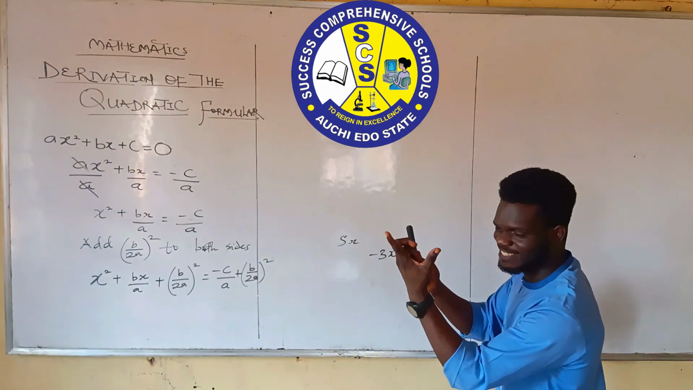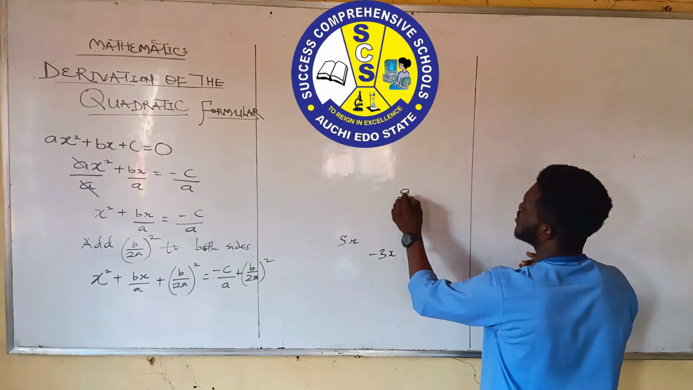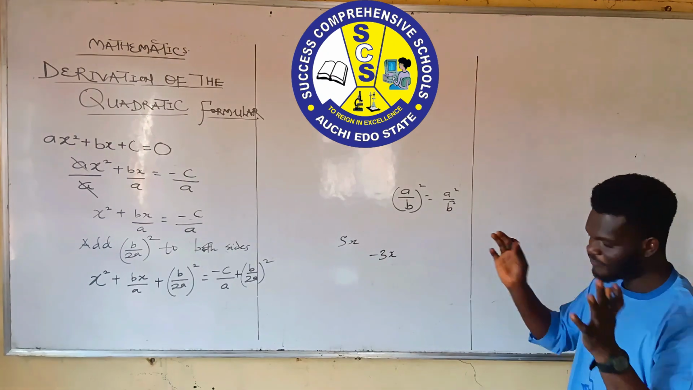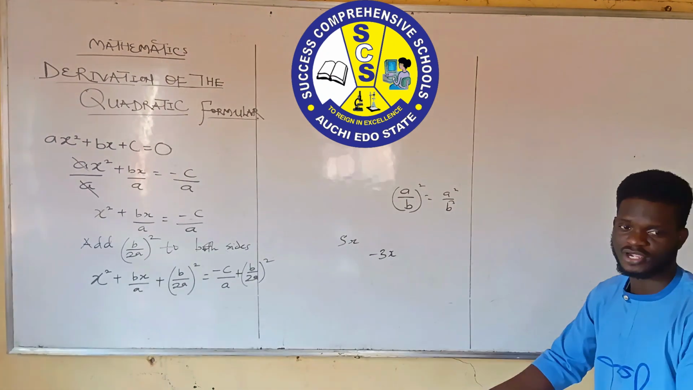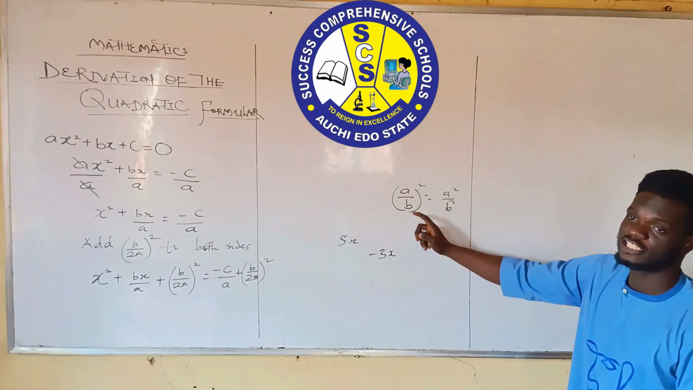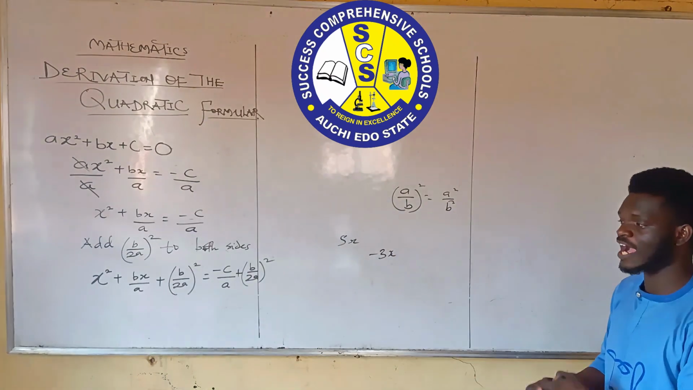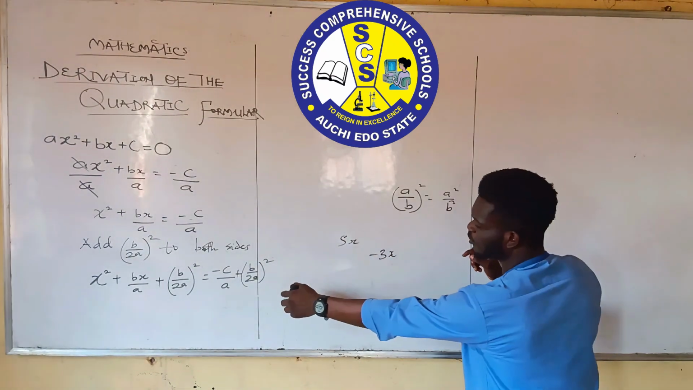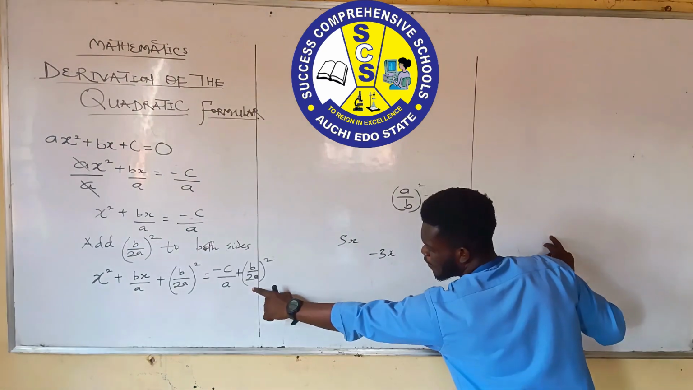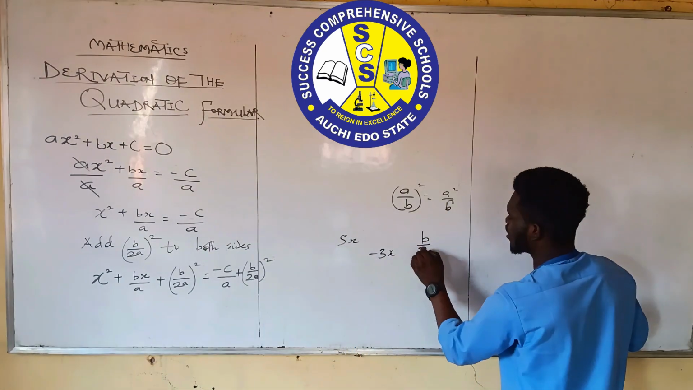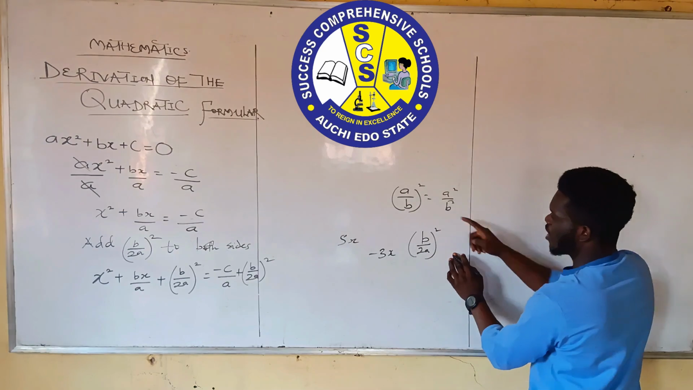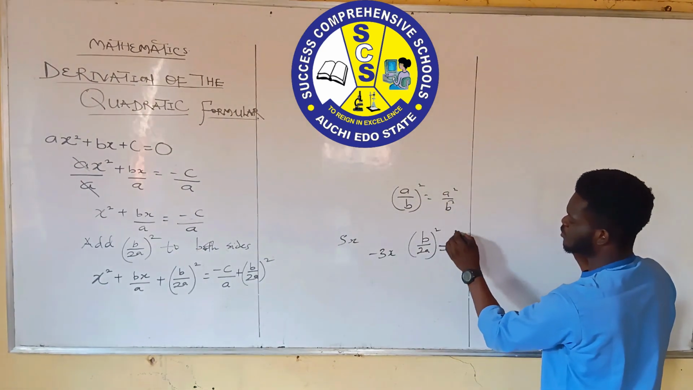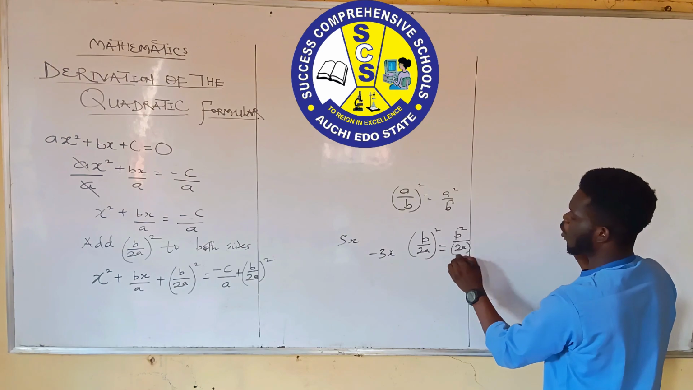Do not forget indices. a over b all squared is equal to a squared over b squared. Very absolute. You can check it with your calculator, give values to a and b, and you'll find out that it works accurately and perfectly well. So that's the thing we're going to do here. For this particular term, we have b over 2a all squared. We do the same thing, so we have b squared over 2a all squared.